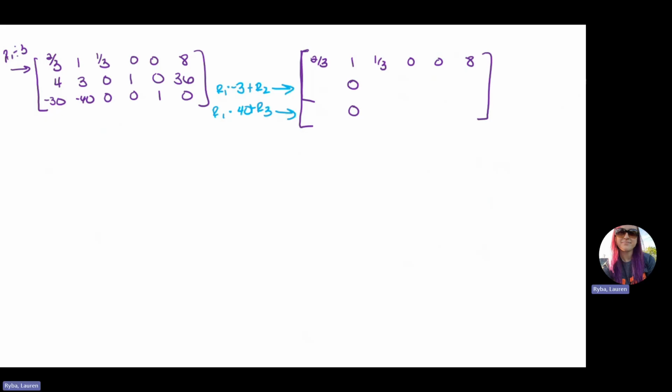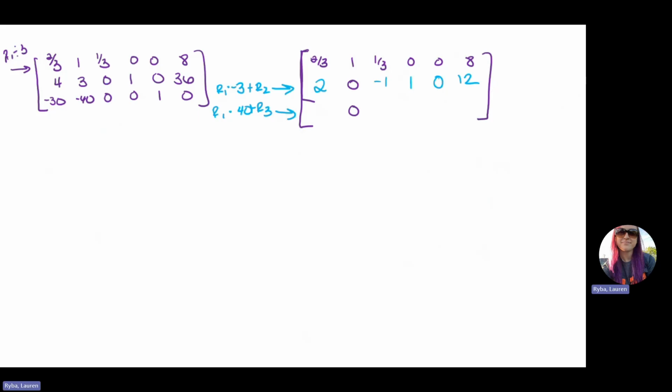So I'm going to work piece by piece. 2/3 times negative 3 is going to leave me with negative 2. Negative 2 plus 4 is 2. All right, next one. 1/3 times negative 3 is negative 1. Negative 1 plus 0, negative 1. 0 times negative 3 is 0. 0 plus 1 is 1. Zeros are not going to change. 8 times negative 3 is negative 24. 36 minus 24 leaves me with 12.